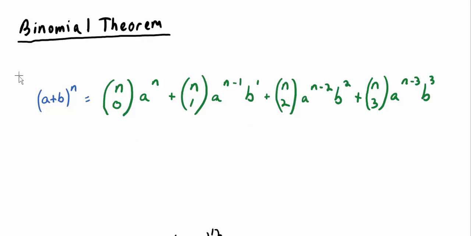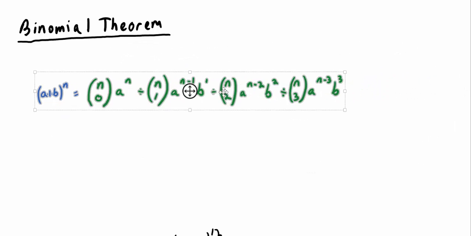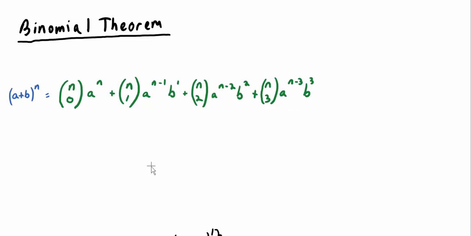Let me shrink this. Make some room. It keeps going, and I'll finish it off in a second, but I want to point something out. The exponent on the b matches the number that you're subtracting off the n for the exponent on the a. Did you notice that in each step? Works here as well, works here, and here.